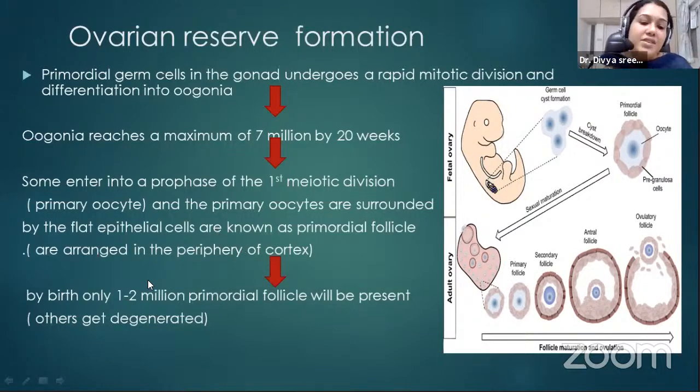So by birth, about 1 to 2 million primordial follicles will be present in the ovary of the baby girl. And when the girl reaches around puberty, almost 4 lakhs is seen. There is a possibility of only about 400 follicles ovulating in the entire life of a female. Of this 1 to 2 million, only 400 are ovulated. The others become atretic. Atresia means programmed cell death.